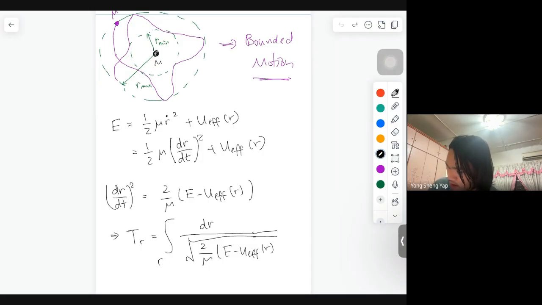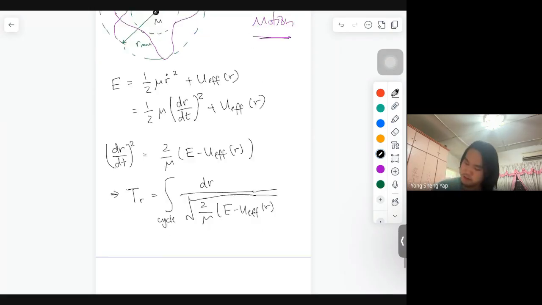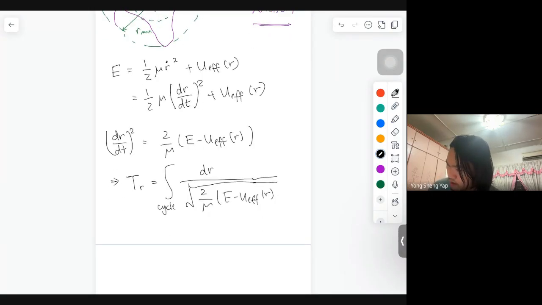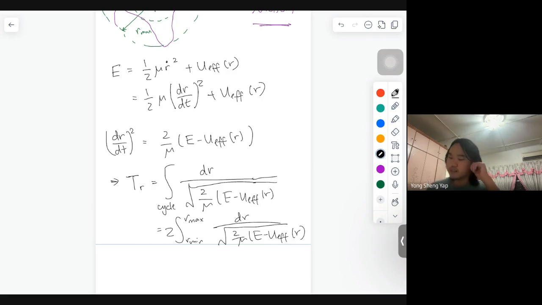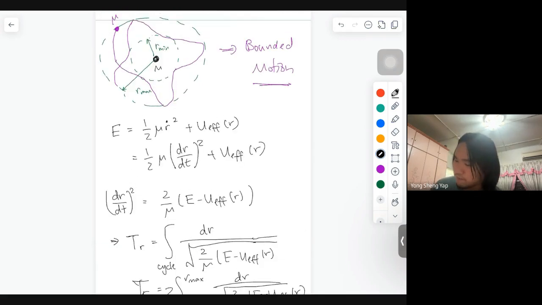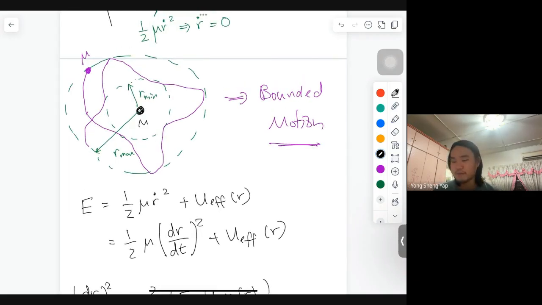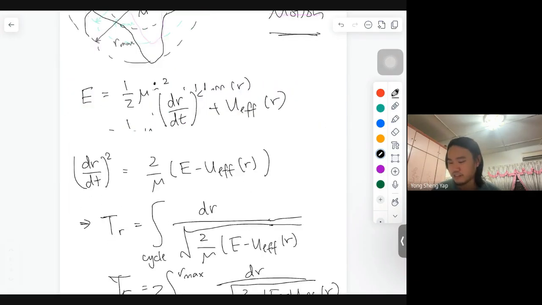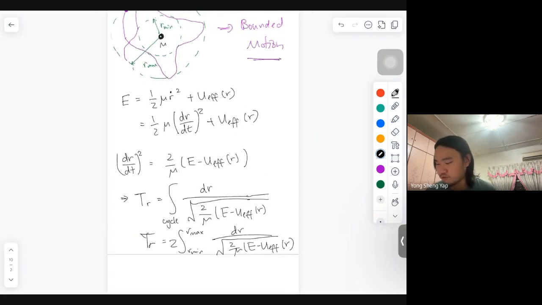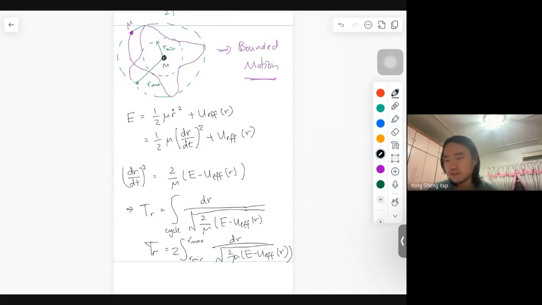For a cycle, okay, but this is equal to 2 times the integral from r min to r max dr over the square root of 2 mu times (E minus U effective of r). Okay, so there's a periodicity of the motion between r min and r max just by understanding the energy. If you know what U effective is, you can try to calculate the period it takes to go between the minimum radius and the maximum radius.